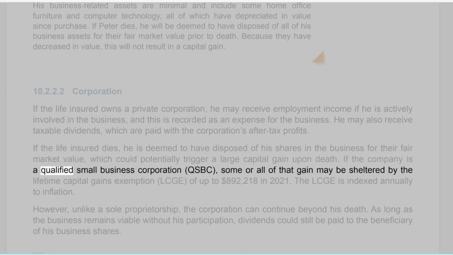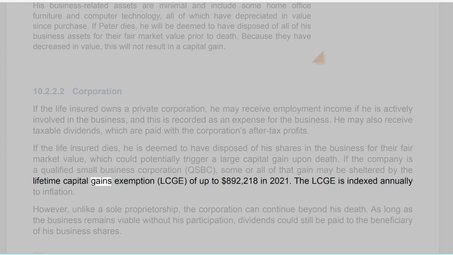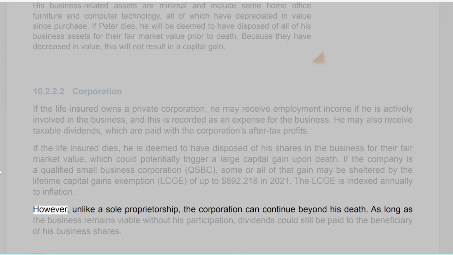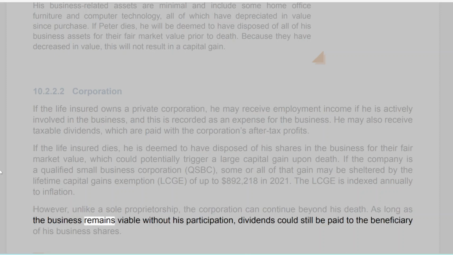If the company is a qualified small business corporation, QSBC, some or all of that gain may be sheltered by the Lifetime Capital Gains Exemption, LCGE, of up to $892,218 in 2021. The LCGE is indexed annually to inflation. However, unlike a sole proprietorship, the corporation can continue beyond his death. As long as the business remains viable without his participation, dividends could still be paid to the beneficiary of his business shares.